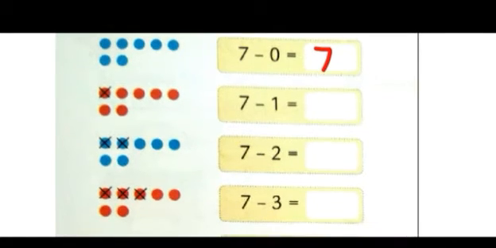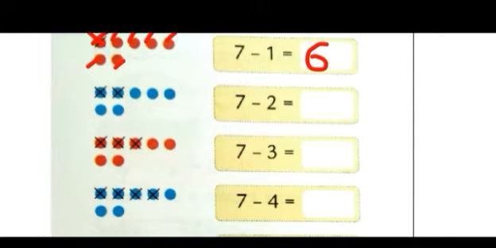Okay, moving on to the next one. Total 7 dots are there. And how many are crossed? Only this one dot is crossed. So how many are left? 1, 2, 3, 4, 5, 6. 6 dots are left. So see, 6 will come in the next box.